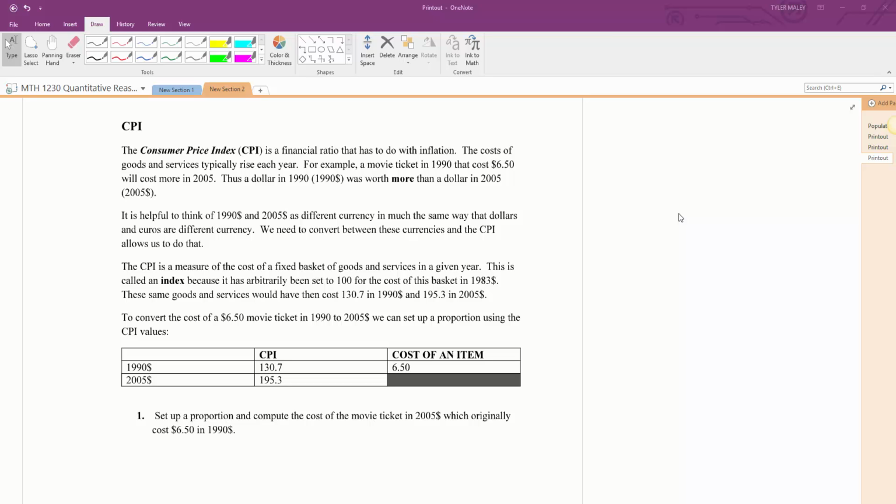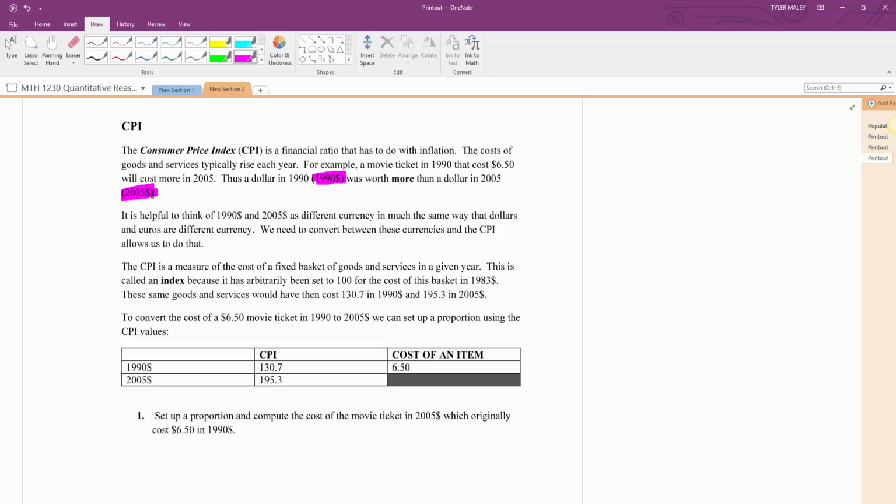So it says thus a dollar in 1990, and notice how we can denote that as 1990 dollars by putting a dollar sign behind it. Think of this as a unit. It was worth more than a dollar in 2005, which we can refer to as 2005 dollars. We're told it's helpful to think of 1990 dollars and 2005 dollars as different currency, in much the same way that dollars and euros are different currency.